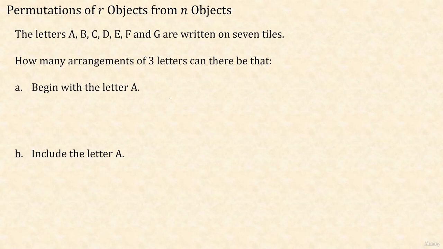Okay, how about this one? The letters A, B, C, D, E, F, and G are written on 7 tiles. How many arrangements of 3 letters can there be that begin with the letter A or include the letter A? Well, if it begins with the letter A, that's not really a decision, right? That's done. So you've got A already. And then what follows? Well, I just need 2 more letters.